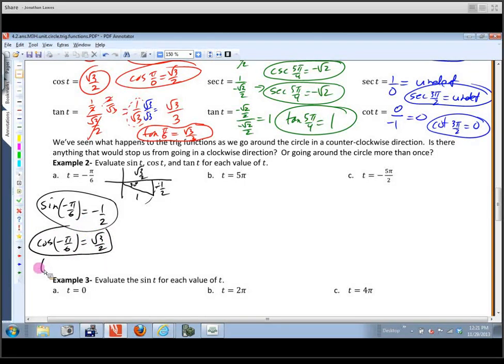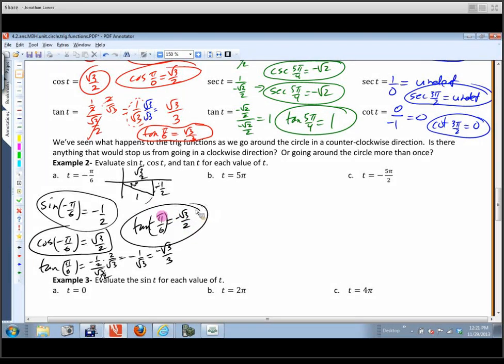And now I want the tangent of negative pi 6. Tangent is going to be the y-coordinate over the x-coordinate. So that's negative 1/2 over radical 3 over 2. Again, I'm going to flip that one over, so that's negative 1/2 times 2 over radical 3. So I've got negative 1 over radical 3, which, if you'll remember, we rationalize, and we're going to have negative radical 3 over 3. So the tangent of negative pi 6 is negative radical 3 over 3. So I've got my 3 answers there.